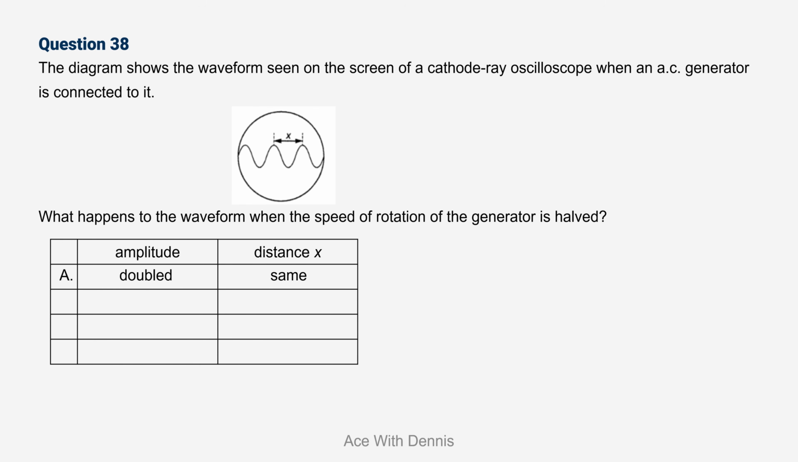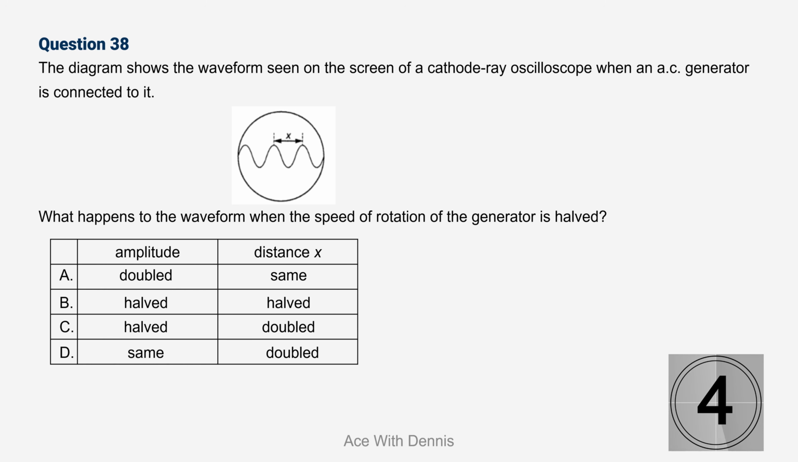Option A, amplitude is doubled, distance x is the same. Option B, amplitude is half, distance x is half. Option C, amplitude is half, distance x is doubled. Or option D, amplitude is the same, distance x is doubled. So the answer is C, amplitude is half and distance x is doubled.